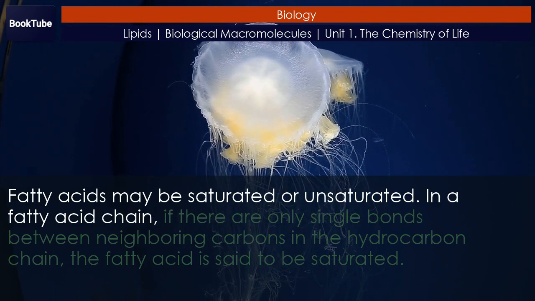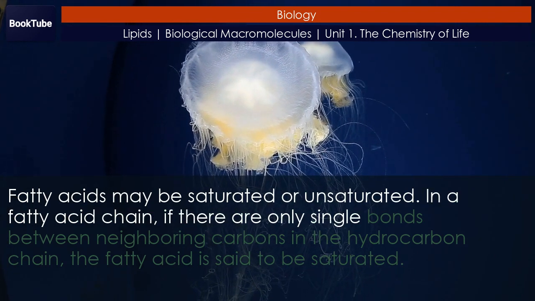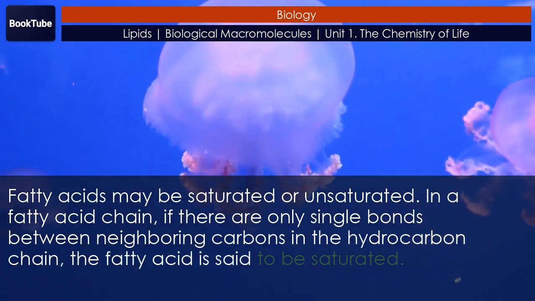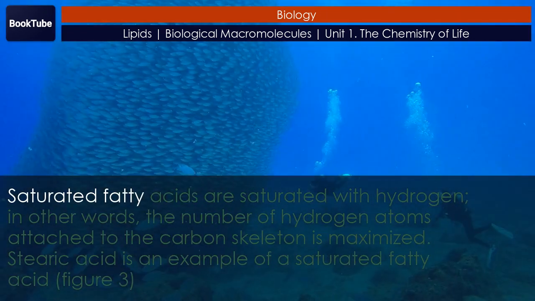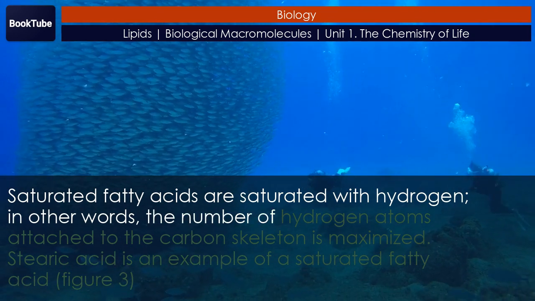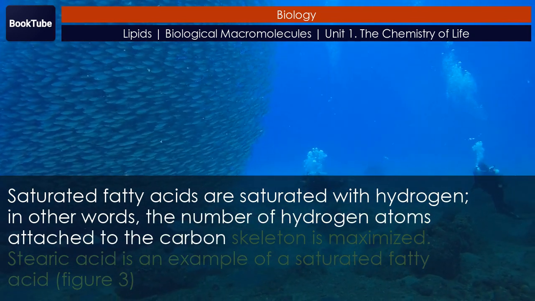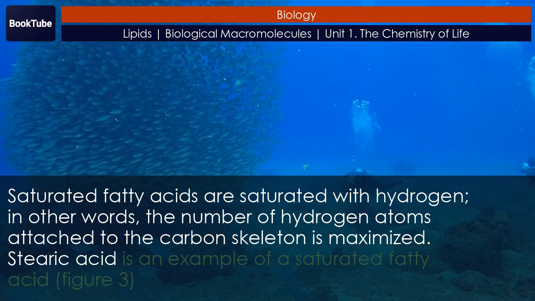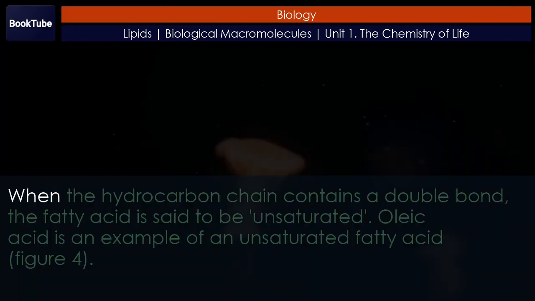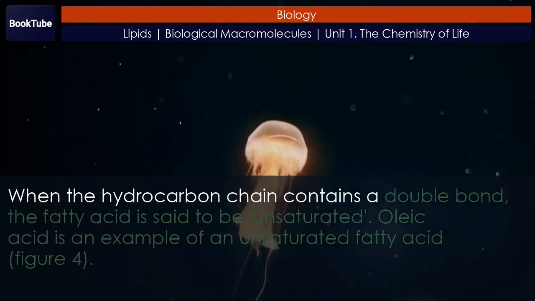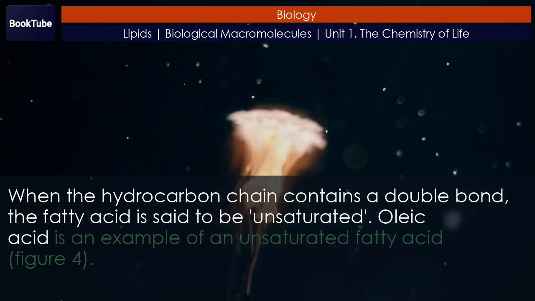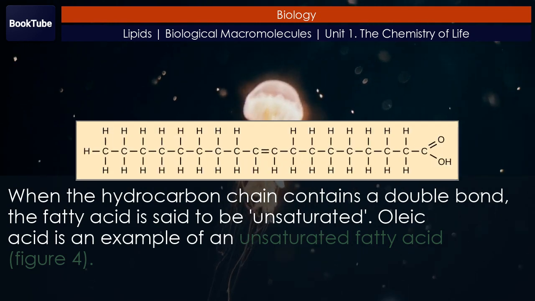In a fatty acid chain, if there are only single bonds between neighboring carbons in the hydrocarbon chain, the fatty acid is said to be saturated. Saturated fatty acids are saturated with hydrogen. In other words, the number of hydrogen atoms attached to the carbon skeleton is maximized. Stearic acid is an example of a saturated fatty acid. Figure 3. When the hydrocarbon chain contains a double bond, the fatty acid is said to be unsaturated. Oleic acid is an example of an unsaturated fatty acid.